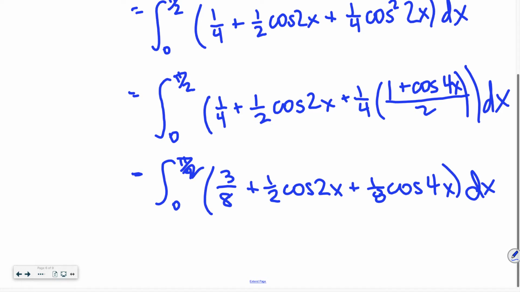Why do I just want it to be pi over 4? It's pi over 2. Thank you.